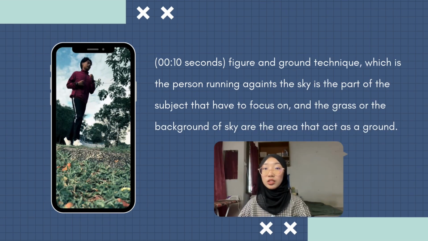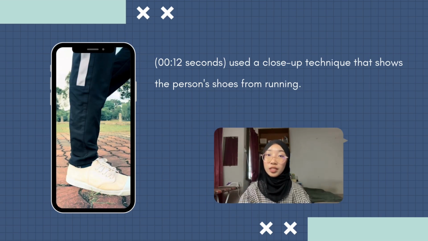At 0.10 to 0.12 seconds, I use the figure and ground technique, in which the person running against the sky is the part of the subject that we have to focus on, and the grass or the background of sky are the area that acts as the ground. From 0.12 seconds, I use a close-up technique that shows the person's shoes running towards the screen.